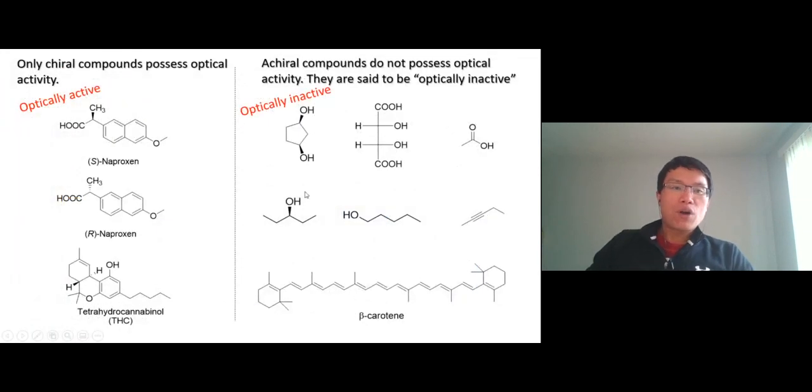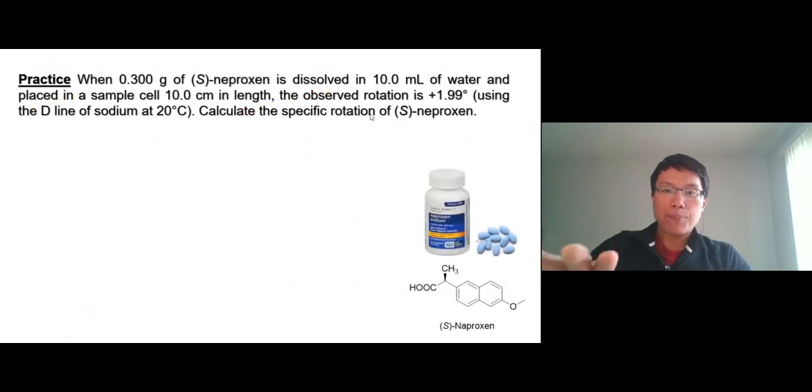All right, one more time. Chiral compounds are optically active. They rotate the plane of polarized light. An achiral compound doesn't do that. Okay, we're going to practice together right here. Give me 1 second. Do it on your own, and you're going to check it with me.